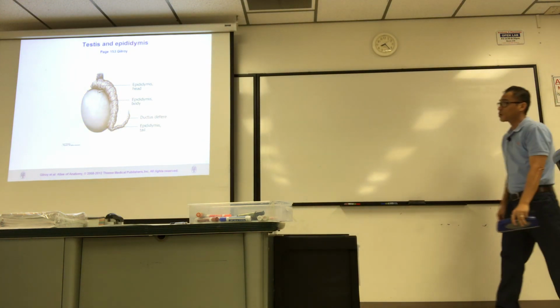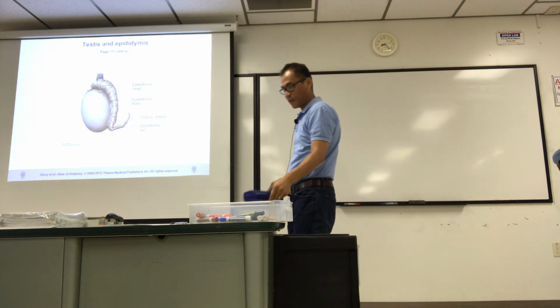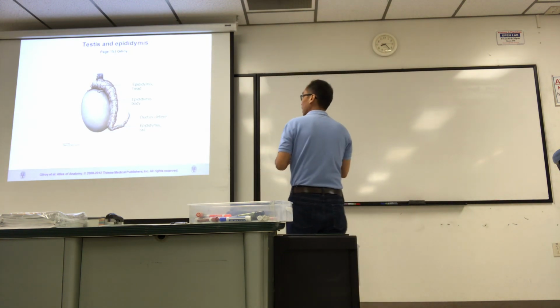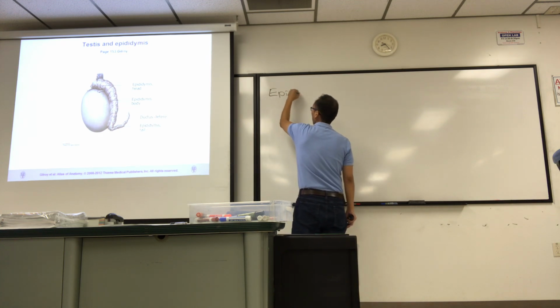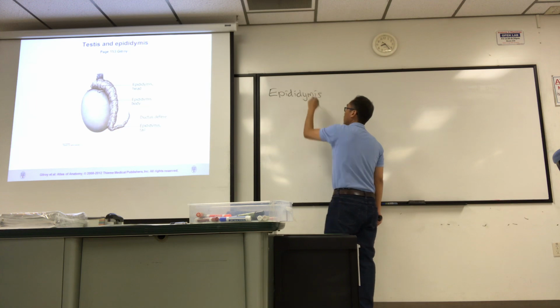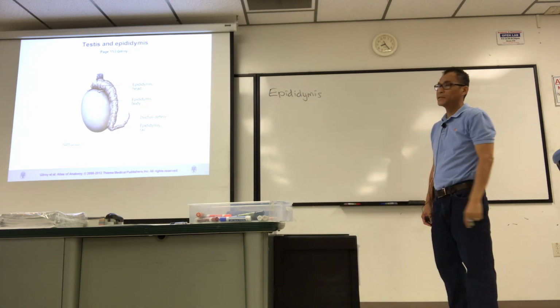The epididymis is a word that means on top of the twin. Didymis means twin, epi, like in epithelium, means overlying. I'll just practice spelling it. Epididymis, E-P-I-D-I-D-Y-M-I-S. Well, there's a head, body, and tail.